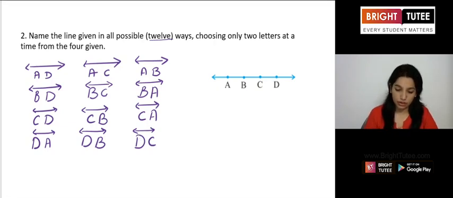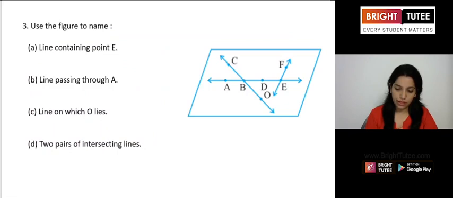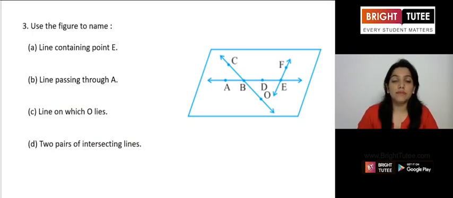Now moving ahead to the next question. Let's discuss this one. Here, use the figure. You can see the figure in front of you. In this figure, the first problem we are going to work on is: line containing point E. We are going to name the line which has the point E. So we just need to write the name of a line. So I am writing line.